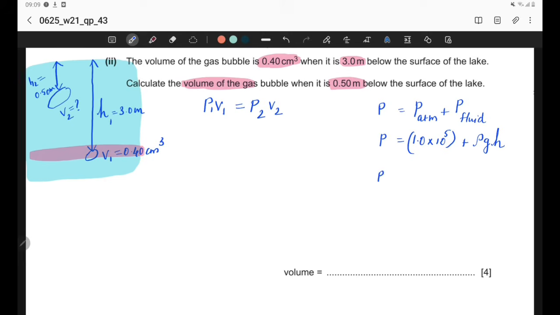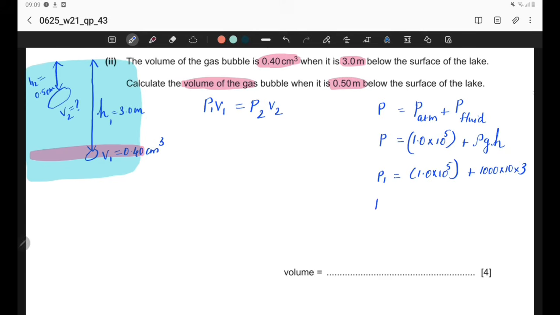So P1 will be again the atmospheric pressure, 1 times 10 to the power 5, plus the density of this water, which is given as 1000, times the gravitational field strength 10, times the depth for this position, H1, which is 3 meters. So we can substitute that value. This is the pressure on the air bubble when it is initially at position 1.